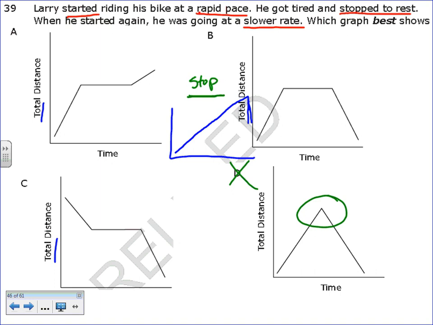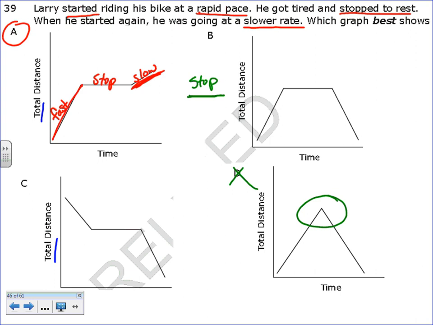I would have to somehow go back in time for my distance to go back. So for my distance to be going down, I'd have to go back in time and stop riding my bike. That's impossible, at least at this point. So my correct answer is A. This is him going fast. He stops. He keeps going, but he's going what? Slower. And I know because this is less steep than the fast part.